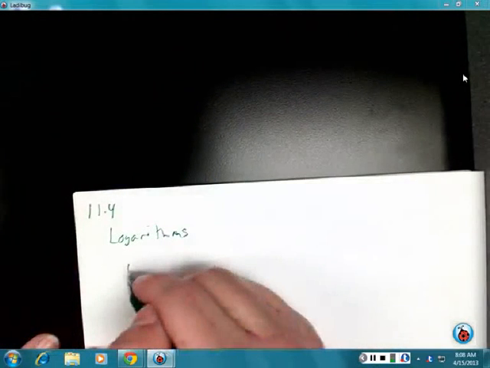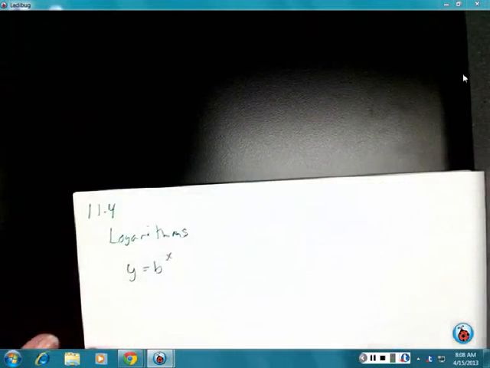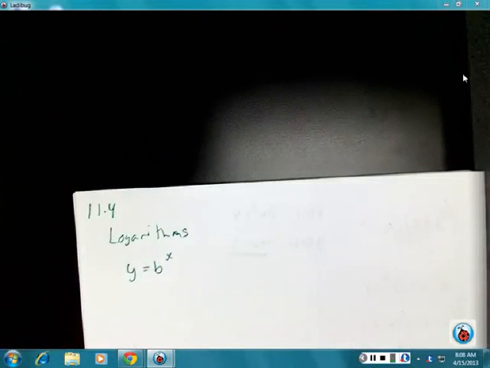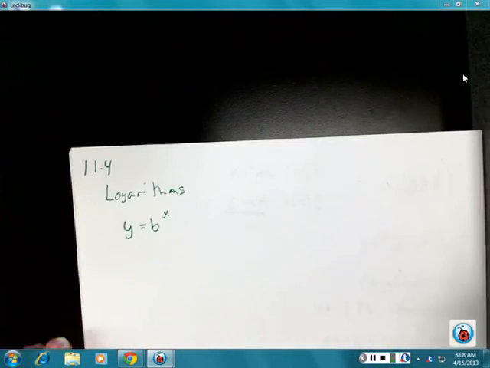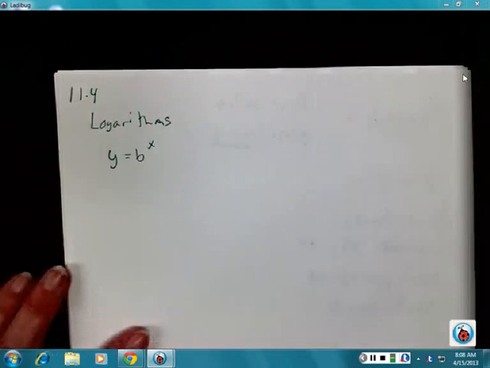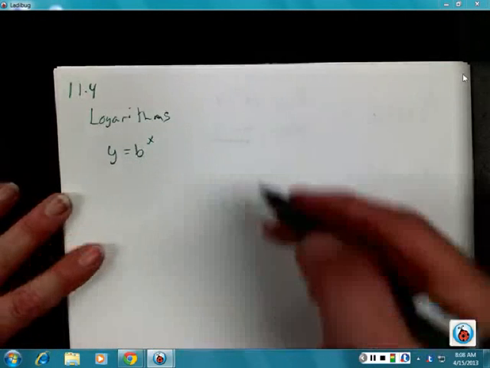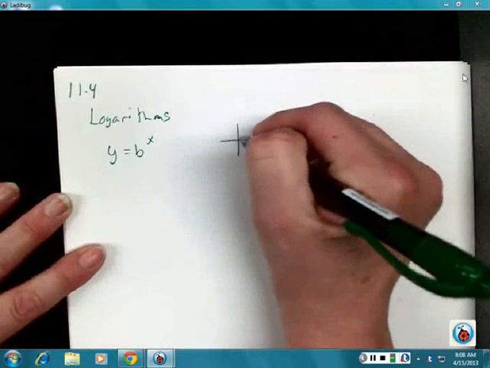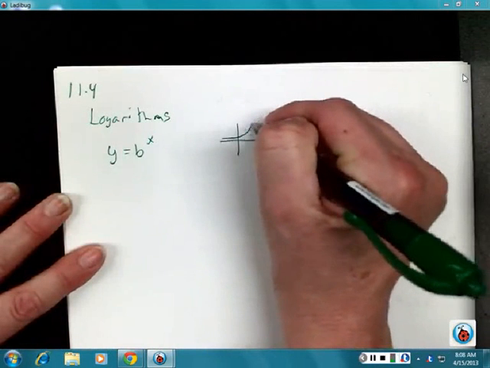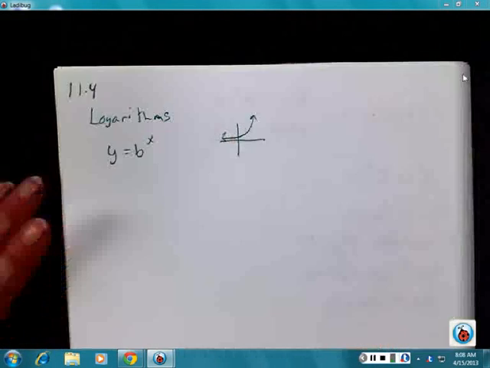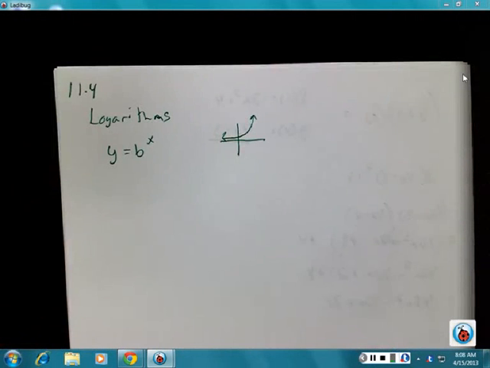And in logarithms, the things that we need to know is we've been working with y equals b to the x power. That was what we did last time in our section. And what we had happening with that was that if we put this on our calculator, we found that our graphs ended up going up in those kinds of directions.